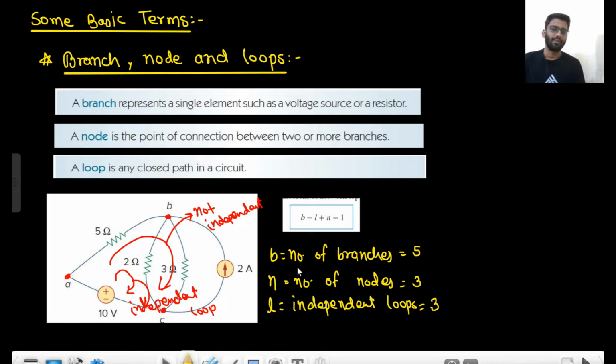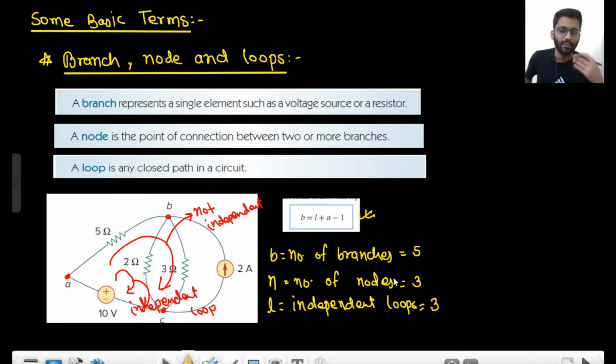Now this formula is there. You don't need to mug it up. B equals L plus N minus 1. Here you can see L plus N is 6, minus 1, so the number of branches is 5. 5 equals 3 plus 3 minus 1. So here you can see the derivation of that formula as well.